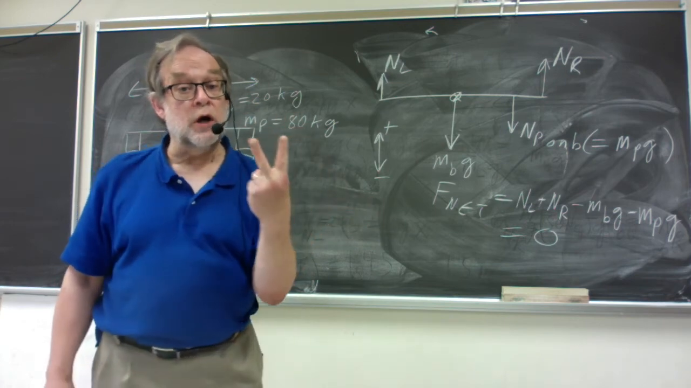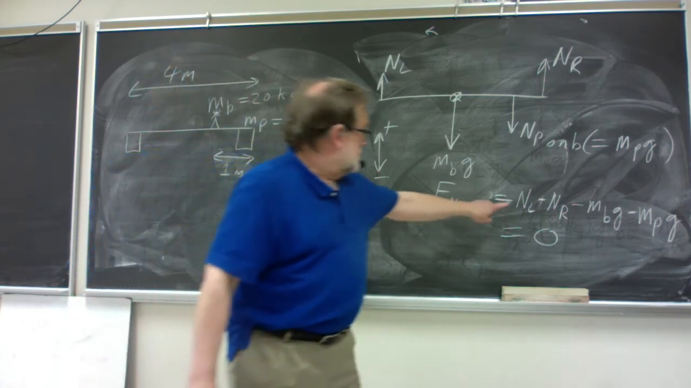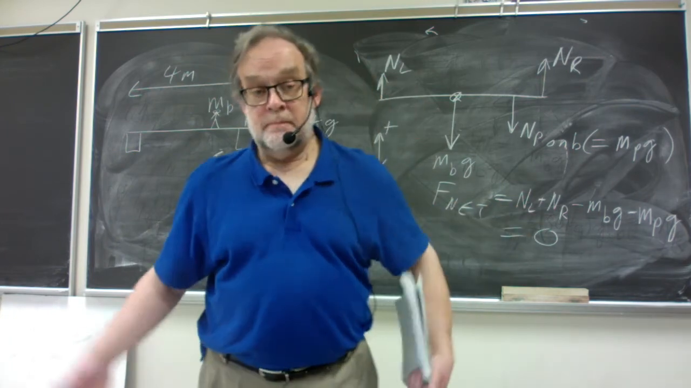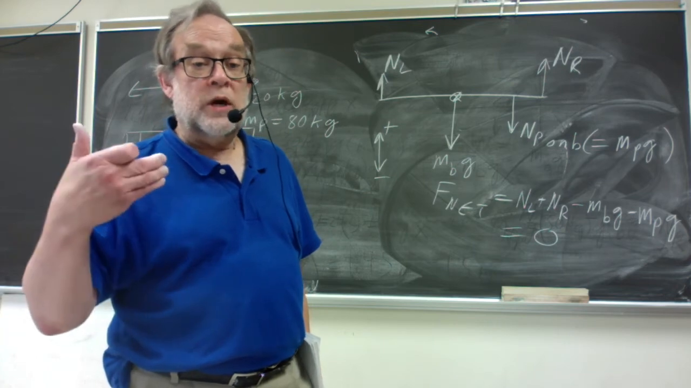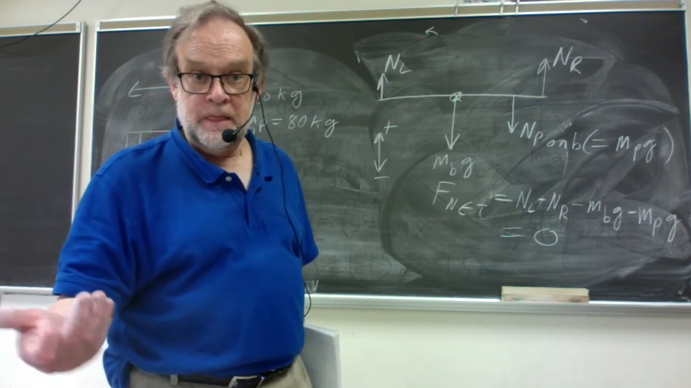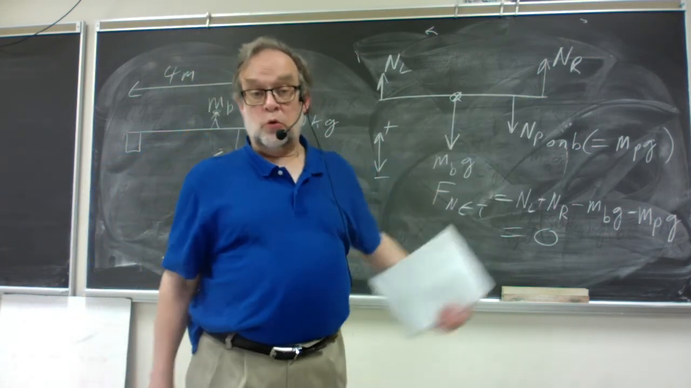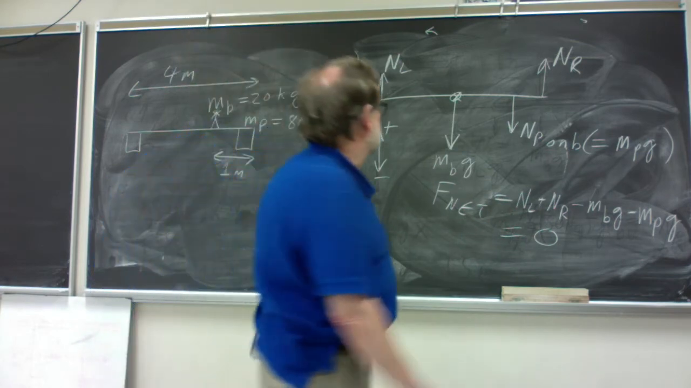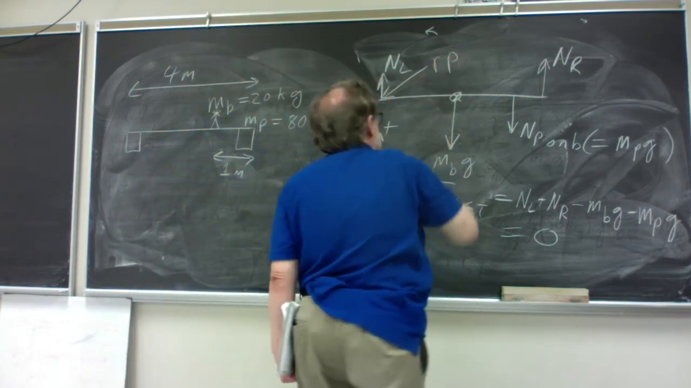Notice that we have 2 unknown quantities. So, this and this. Things will be easier for us if we get an equation that has only one of those unknowns in it. And we can do that by putting the reference point at the point where one of the unknown forces acts. So let's put the reference point there.